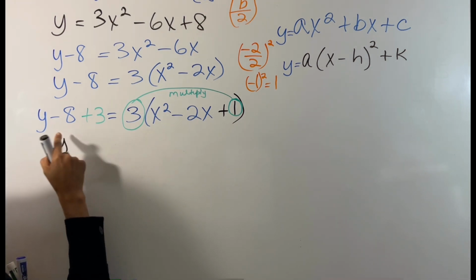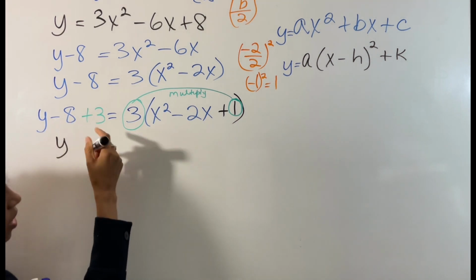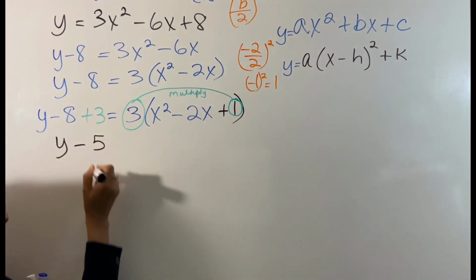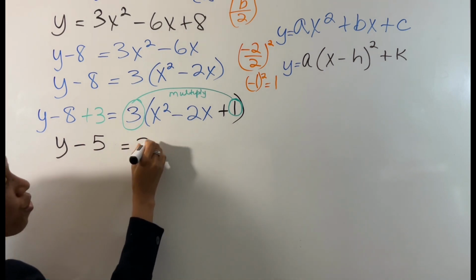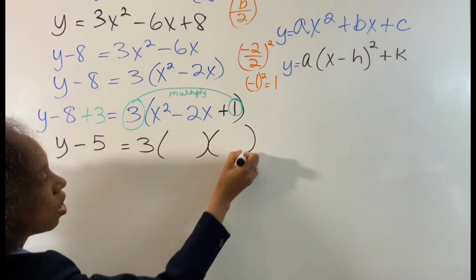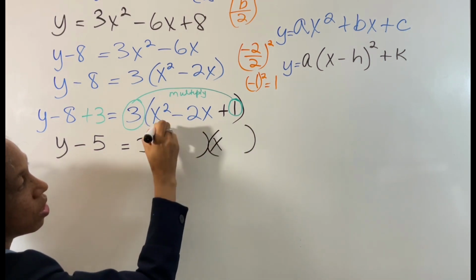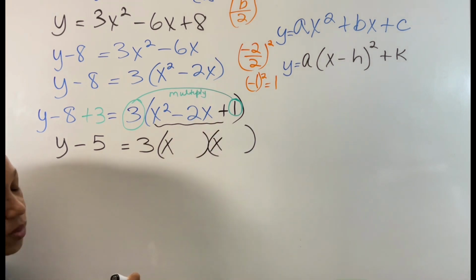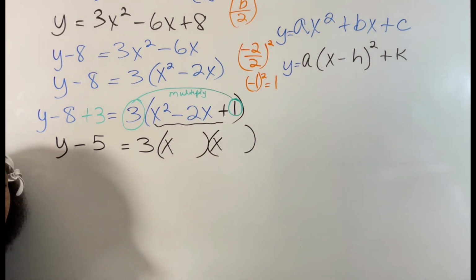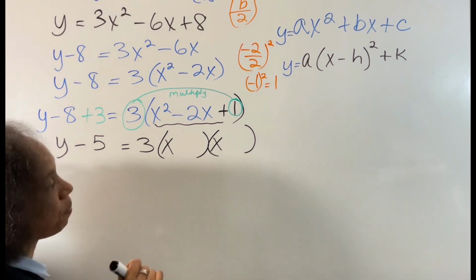So now we are going to continue, and I'm going to have y. When I combine my like terms, negative 8 plus 3 is going to be negative 5, equal 3. And now I'm going to find two binomials, right? We're going to factor out this trinomial. Once again, if you need help on how to factor a trinomial, you can go back and watch my video on how to factor trinomials, and that will help you.